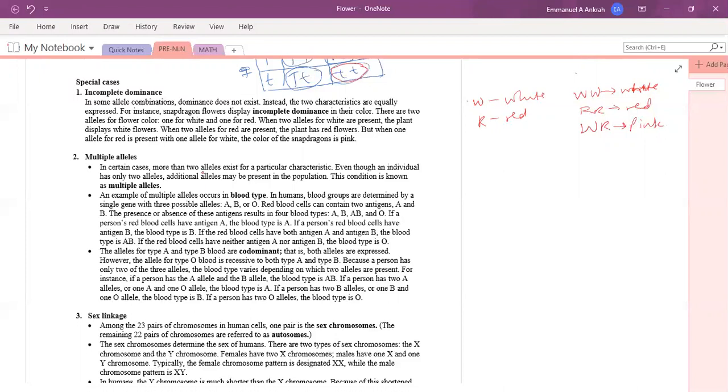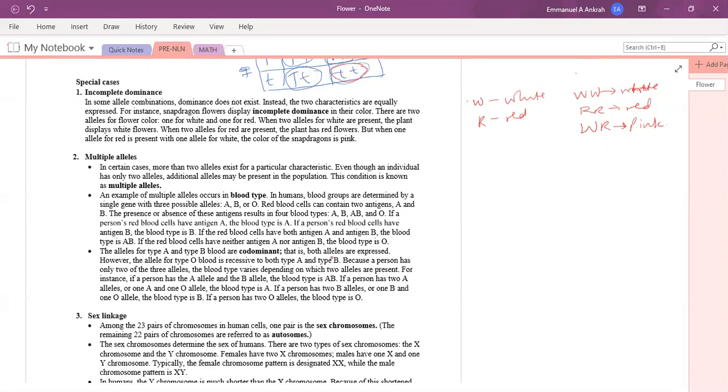In humans, blood groups are determined by a single gene with three possible alleles. We have A, B, and O. The red blood cells contain two antigens, A and B. The presence or absence of these antigens results in four blood types. So the person is A, or B, or AB, or O.